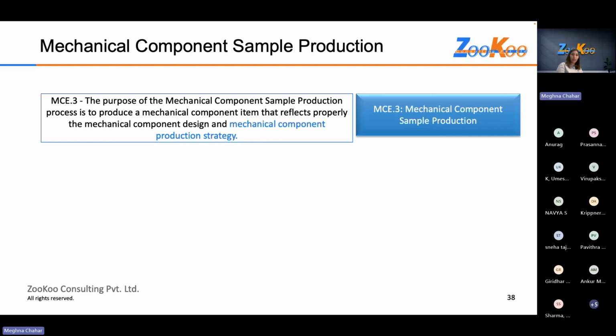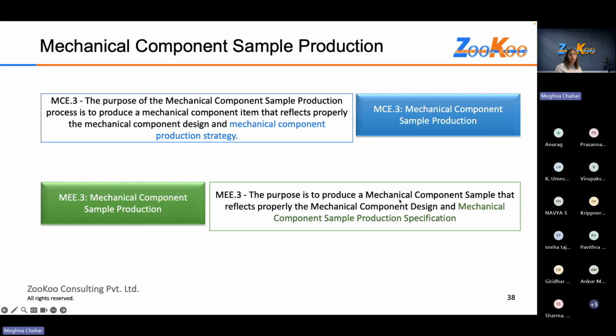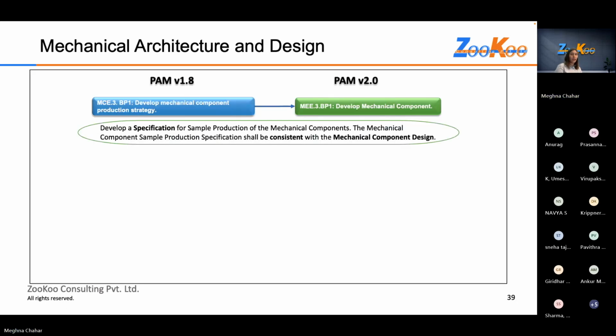In the same way, they have tried to modify this process. This particular process is only coming from one process group. There is no combining of two processes, just one process, reiterating the base practices or the purpose. Here we can see mechanical component production strategy we needed to define. But now they're saying the purpose is to produce your mechanical component sample that reflects properly your mechanical component design and your mechanical component sample production specification. So the strategy has been removed, and that's the main difference.